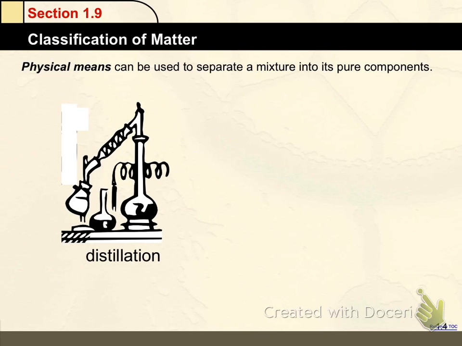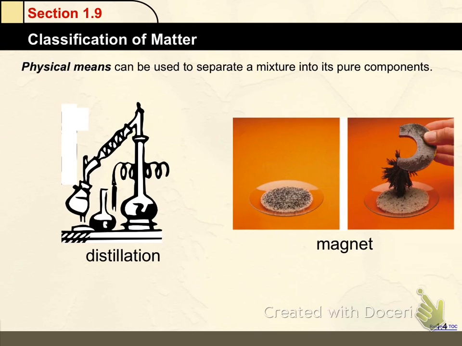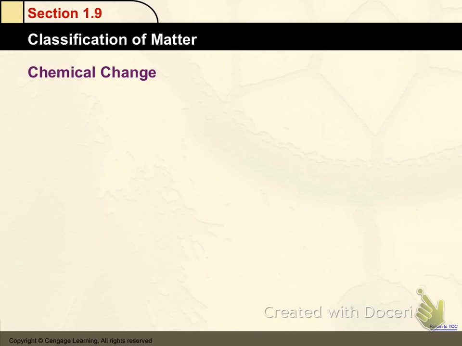All right, so when we say we can separate things out by physical means, it means we can separate them into pure substances. Distillation, so if you had salt water, you could distill the water away from the salt so that you'd have a pack of salt and you'd have pure water on the other end. A magnet could be used to separate out iron filings from a sand mixture.